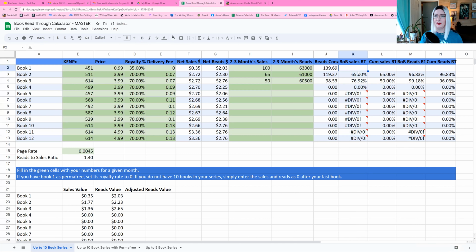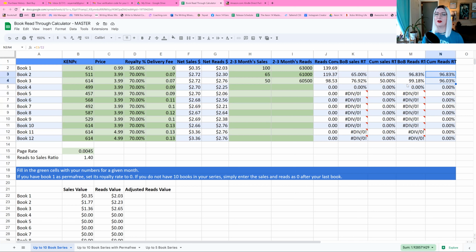So how many people that bought book one bought book two: 65%. And how many people that bought book two bought book three: 77%. And then we have the same thing for reads as well. Reads are generally a lot higher, book over book read through. And then your cumulative sales and your cumulative reads. Yes, it says "come." Someone's going to comment on that, I'm sure.